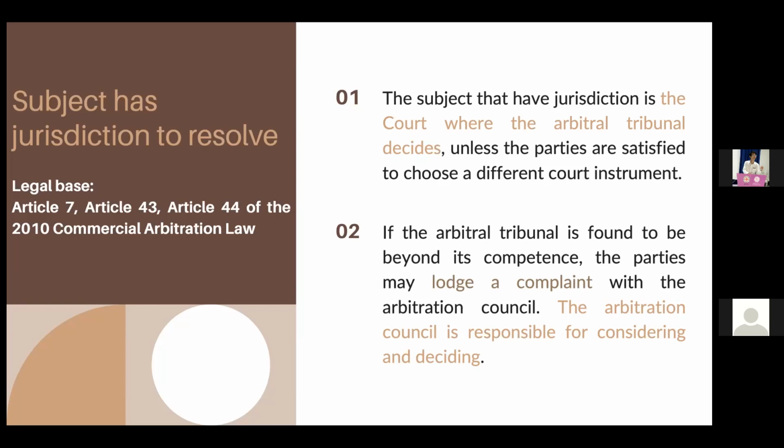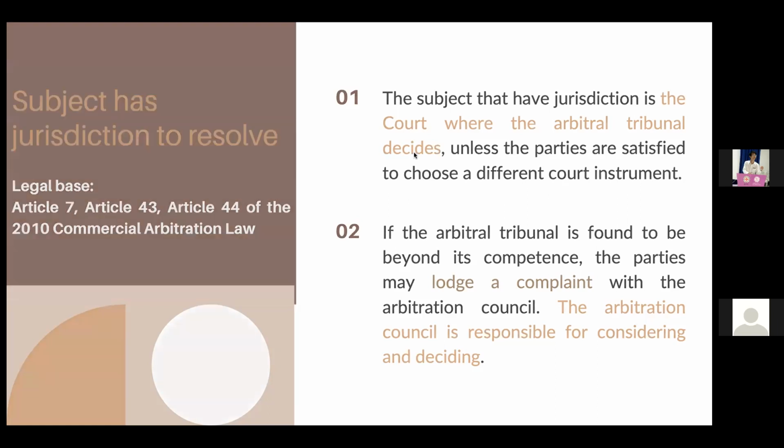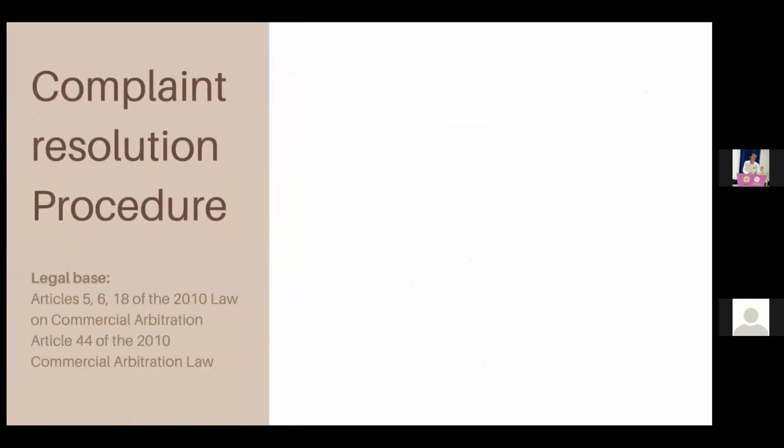The arbitration council is responsible for considering and deciding the settlement of the complaint against the arbitral tribunal decision on invalidity of the arbitration agreement, the unenforceable arbitration agreement, and the jurisdiction of the arbitration council. The party complaining about the arbitral tribunal decision on the absence of the arbitration agreement, the invalidity of the arbitration agreement, the unenforceable arbitration agreement, or the jurisdiction of the arbitration council files a complaint.